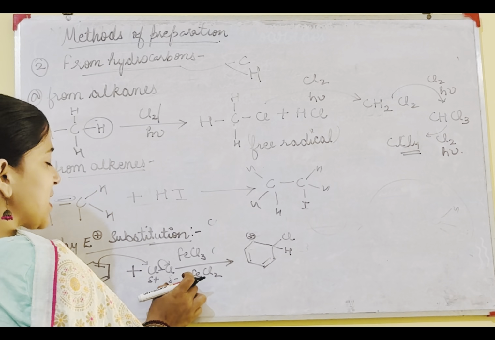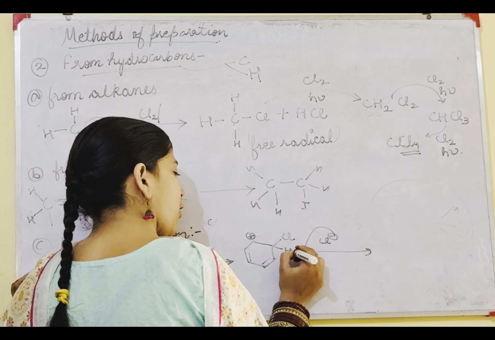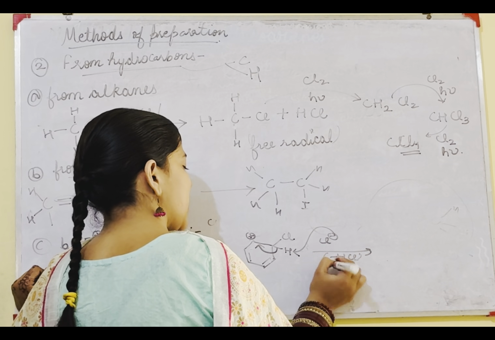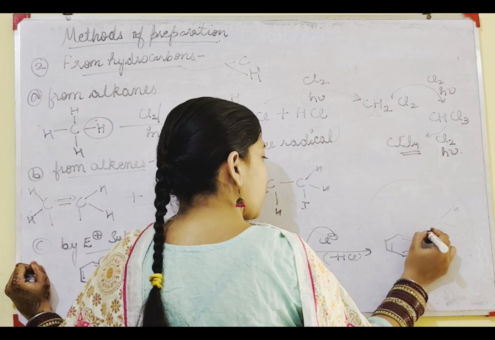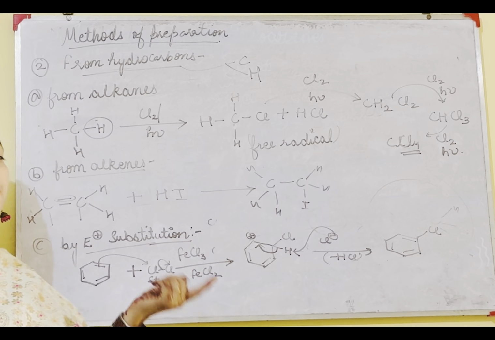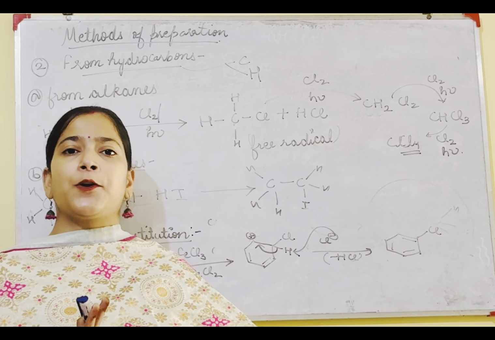Now what will happen? This Cl negative will be left. What will it do? This Cl negative will attack this hydrogen and remove it by the elimination of HCl, and this double bond will shift here. So by the electrophilic substitution, this is the electrophile because it is a positively charged species. So it is an electrophile. It will substitute in place of hydrogen. So it is called electrophilic substitution reaction. These are the methods of preparation from hydrocarbons.